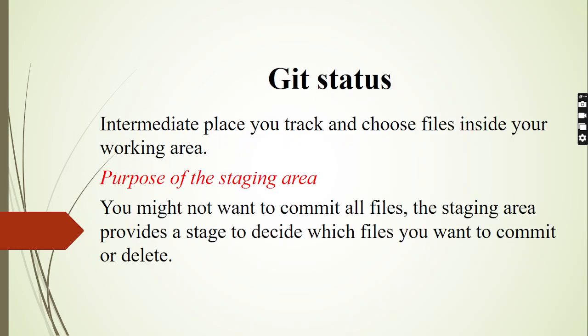We also have Git status. This is a command you can use to track your files in the working area. Don't worry if you don't understand. We'll be going into the command line or the terminal very soon, and we'll see the purpose of Git status. Git status is just used to track files in the working area after the initialization.